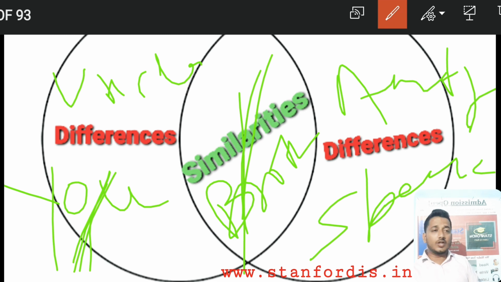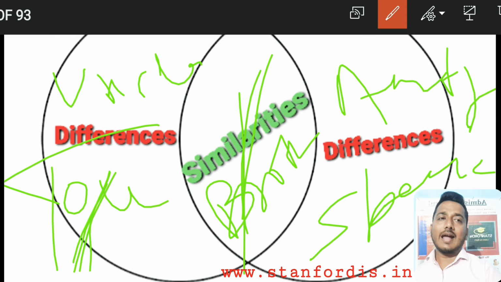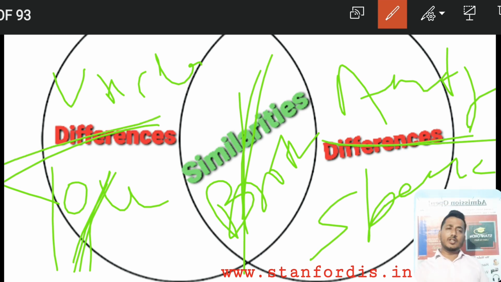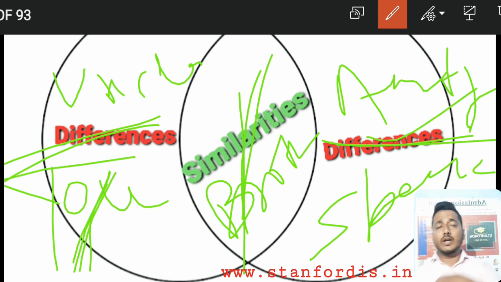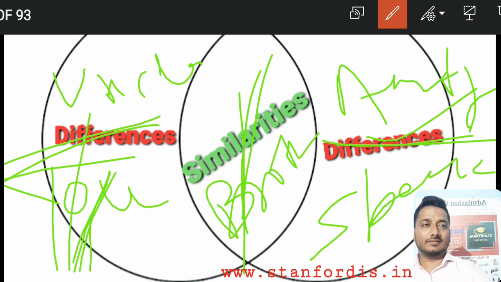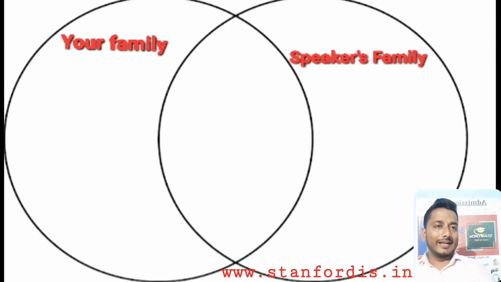But the thing which is not common between you and the speaker's family, you're going to write here and here. This side is for you, this side is for the speaker's family. It's totally up to you. If you want this side for you and this side for the speaker's family, you can do the same as per your own choice. There's no rule that you will select only this part. So let's have a look.